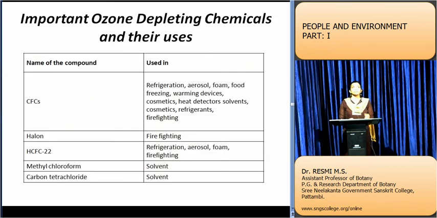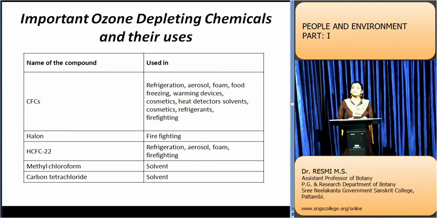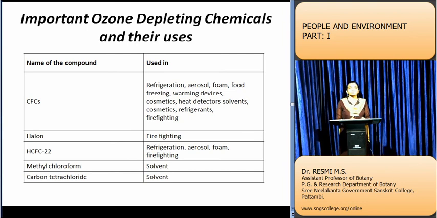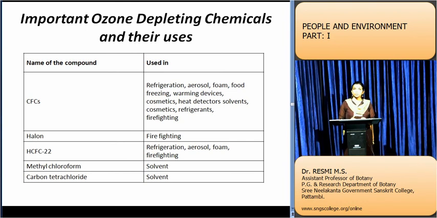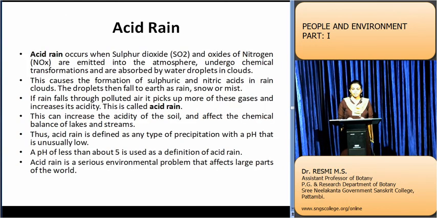Okay. So the important ozone depleting chemicals, as I already mentioned, are CFCs, which are a major concern due to overuse in refrigeration, aerosols, food freezing, cosmetics, heat detectors, solvents, firefighting, etc.; halon, which is used in firefighting; HCFC22, which is used in refrigeration, aerosols, foam and firefighting; methyl chloroform, which is used as a solvent; and carbon tetrachloride, which is again used as a solvent. All these chemicals, when reaching the earth's atmosphere, can react with ozone and convert it into oxygen, O2, which can lead to ozone hole development.